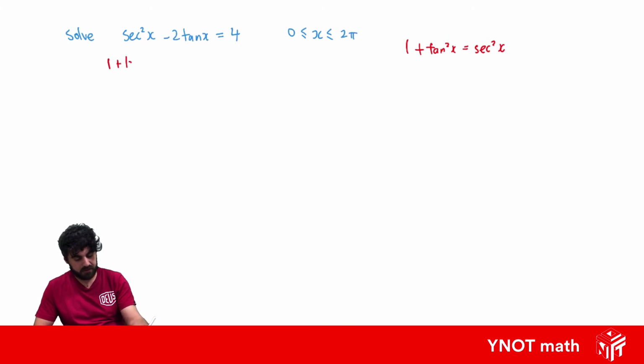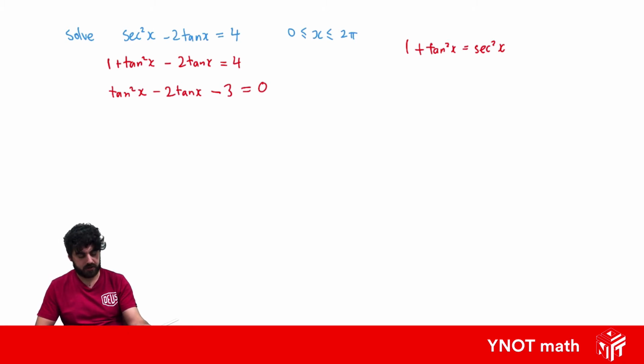So we're going to get 1 plus tan squared x minus 2 tan x equals 4. So we get tan squared x minus 2 tan x. Let's bring the 4 to this side, so we'll get minus 3 equals 0. And now we just have a quadratic equation in terms of tan. So we could go ahead and let u equal tan x. So we just have u squared minus 2u minus 3 equals 0. We can solve this quadratic equation.